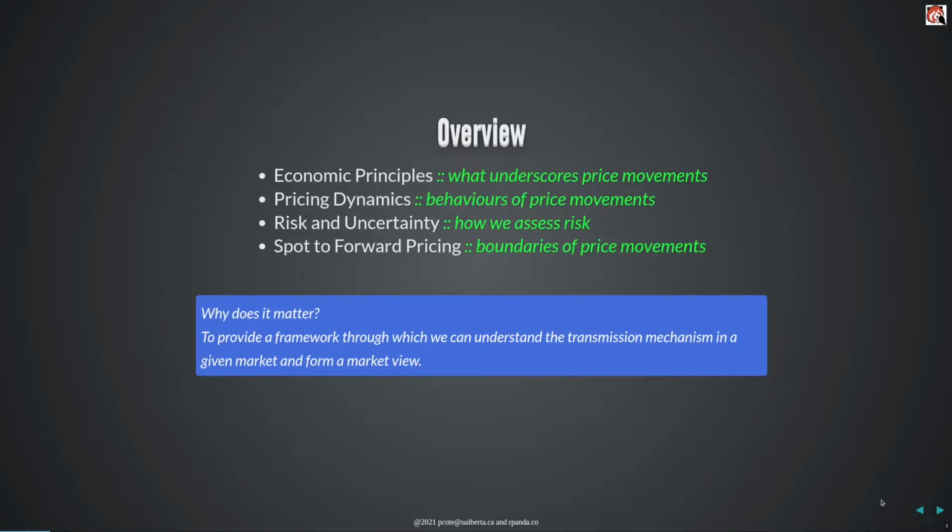Now, why does this matter overall? It is critical to establish a framework through which we can understand the transmission mechanism in a given market and establish a forward market view. The transmission mechanism reflects the process through which changes in supply and demand will eventually impact the price in the marketplace.